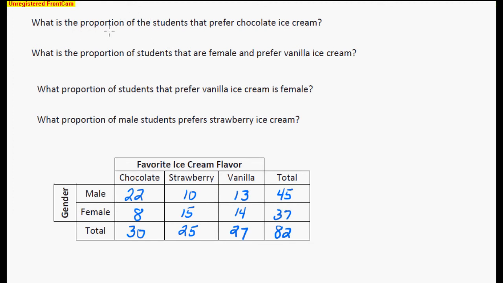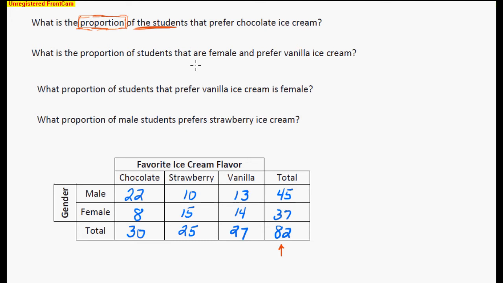It says, what proportion? As soon as I see that word proportion, that tells me I'm going to have some kind of fraction involved here. What is the proportion of the students that prefer chocolate ice cream? I want to take a little time with this because you have to make sure you're using the right numbers. It says what proportion of the students. So they're not just saying of the male students or of the female students, they're saying of all of the students. So in this case, I'm going to use something over 82 because it's a proportion of all the students.